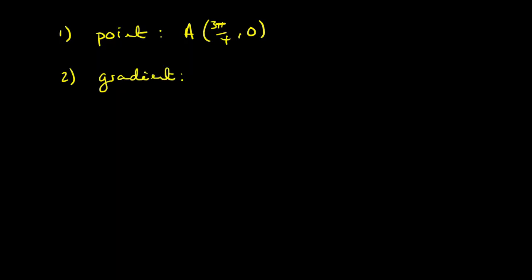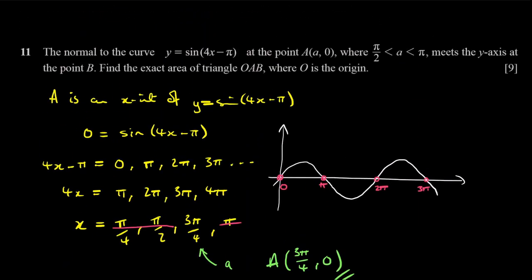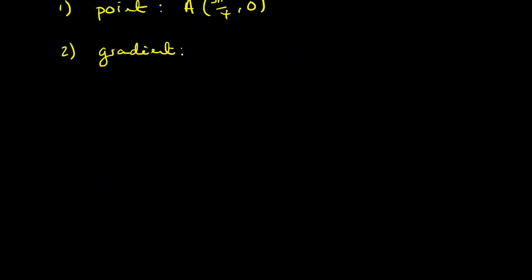Well, in this particular case, we need to differentiate first to find the gradient of the tangent. So let's differentiate y equals sin(4x − π). If I differentiate that, sine differentiates to give cos, so I get cos(4x − π). And if I differentiate the inside of the sine function, I get 4, so I multiply through by 4. That tells me the gradient of the tangent.